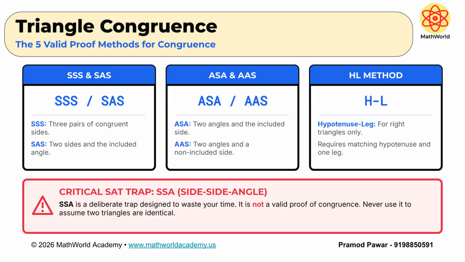Next is triangle congruence. There are 5, and only 5, valid ways to prove two triangles are exactly the same. SSS, SAS, ASA, AAS, and HL for right triangles. The SAT trap. The College Board loves to test you on side-side-angle, or SSA. Remember, SSA spells a word we don't say in the classroom, and it is never a valid proof of congruence.